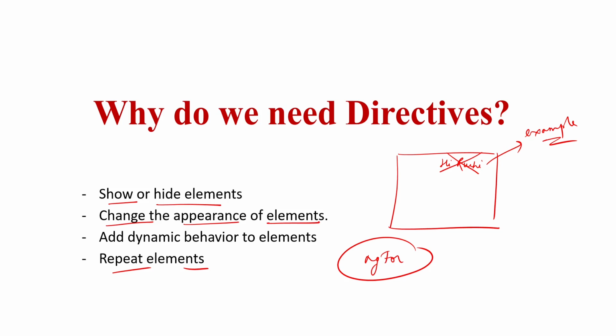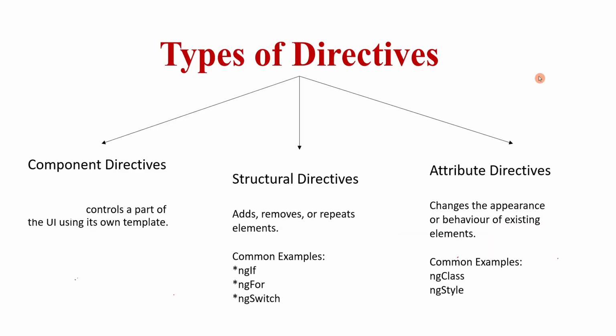Now let's talk about the types of directives. As you can see on the screen, we have three types of directives. First is component directives, second is structural directives, and third is attribute directives. Let's talk about component directives first.